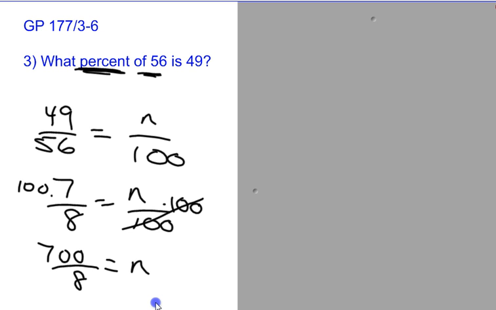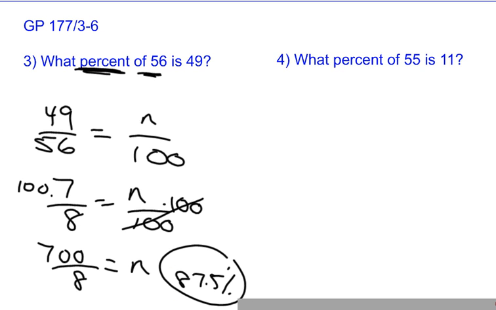And what is 700 over 8? Anderson? 87.5. Got it? Who agrees? 87.5? Sounds good. 87.5%. Does that seem reasonable? Does 49 seem like it is getting close to 90% of a number? Of the number 56? Yep. It is. It's reasonable. Okay, so do check for reasonability.